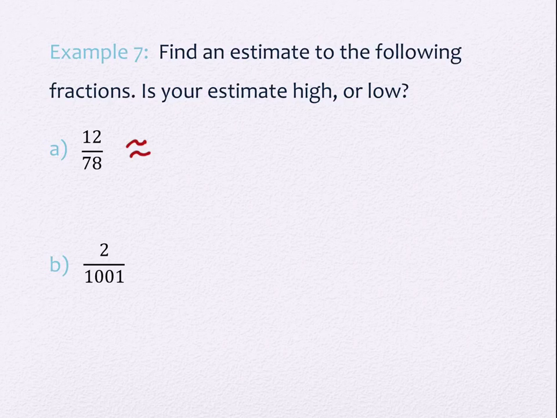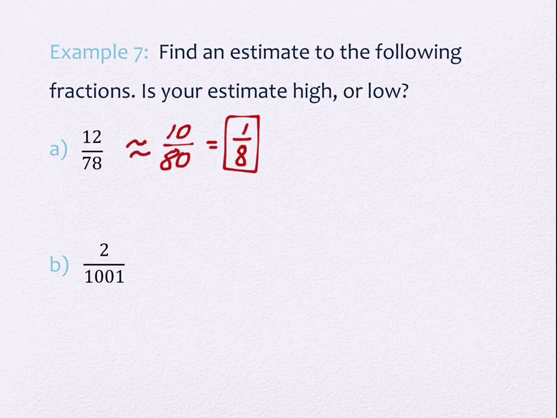There's a couple of things you could do. 12 is awfully close to 10, and I like 10 better because it's got a 0 in it. You could do 10 over 80. If you do 10 over 80, what does 10 over 80 actually equal? 1/8, and it's a lot easier to work with 1/8 than it is to work with 12 over 78, right?